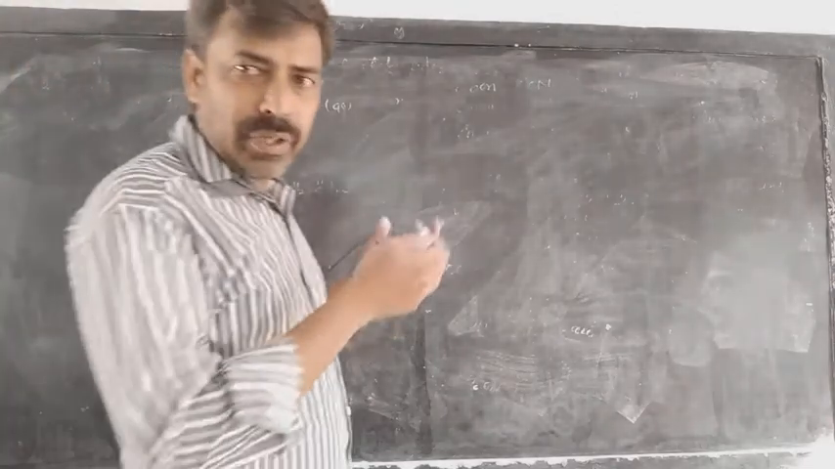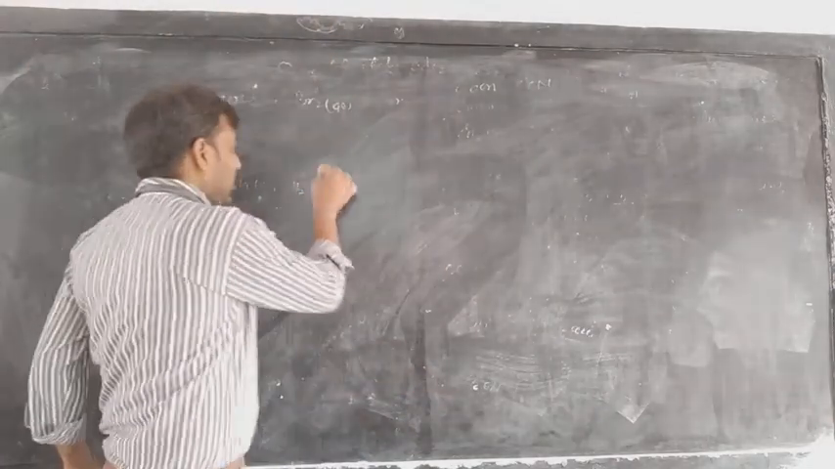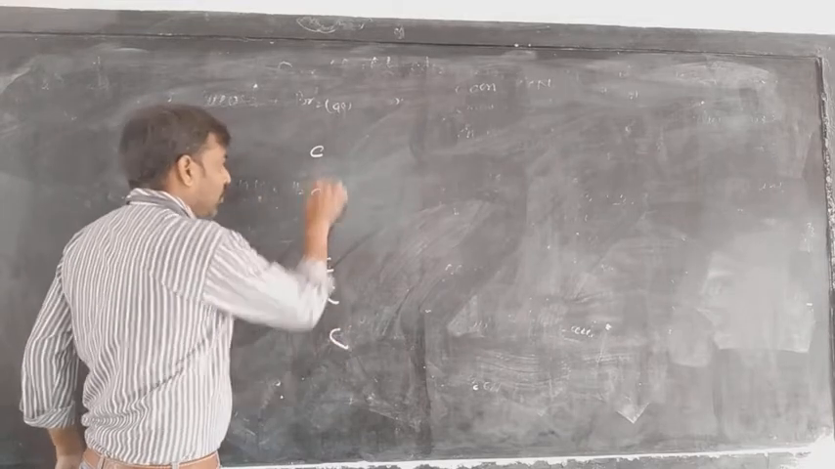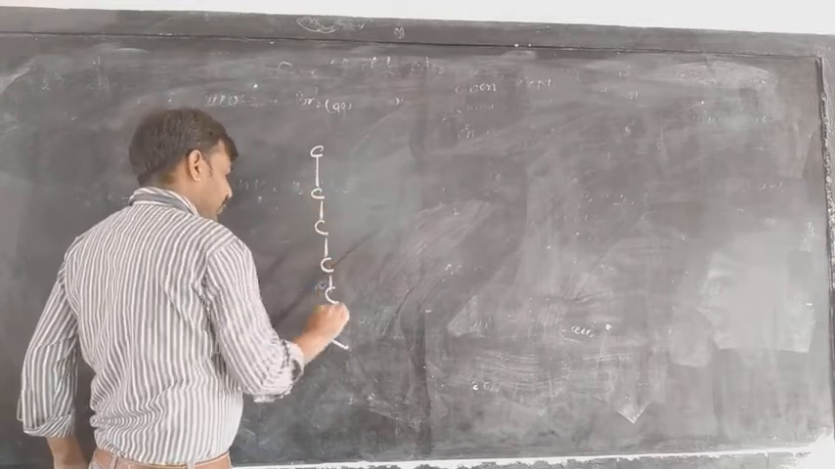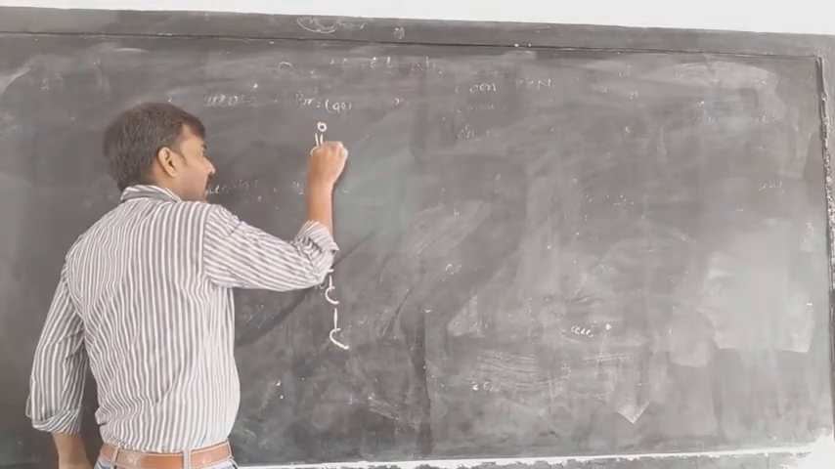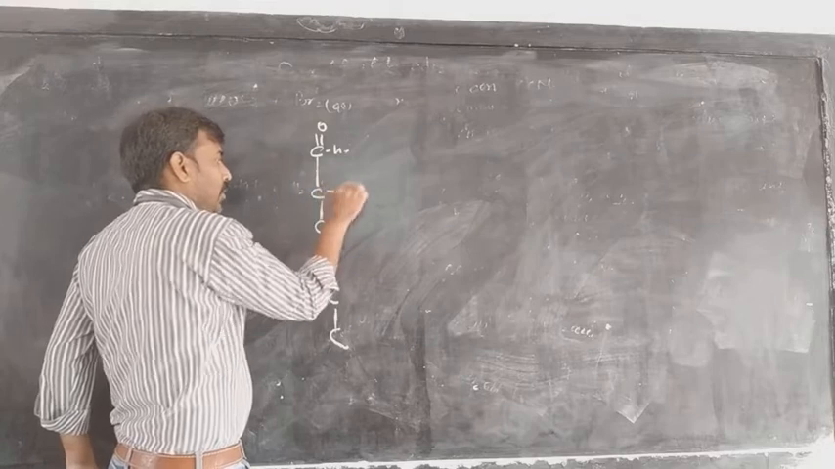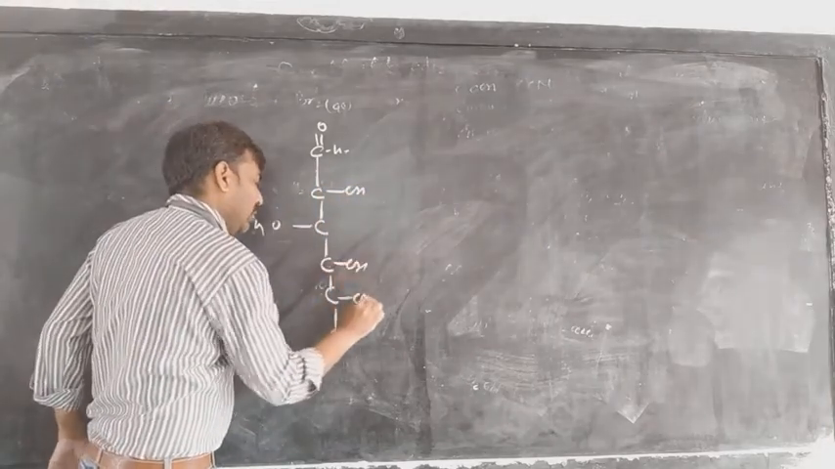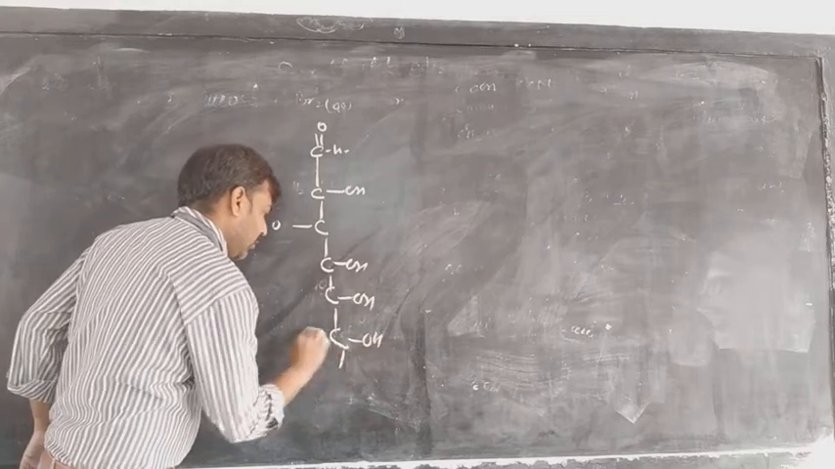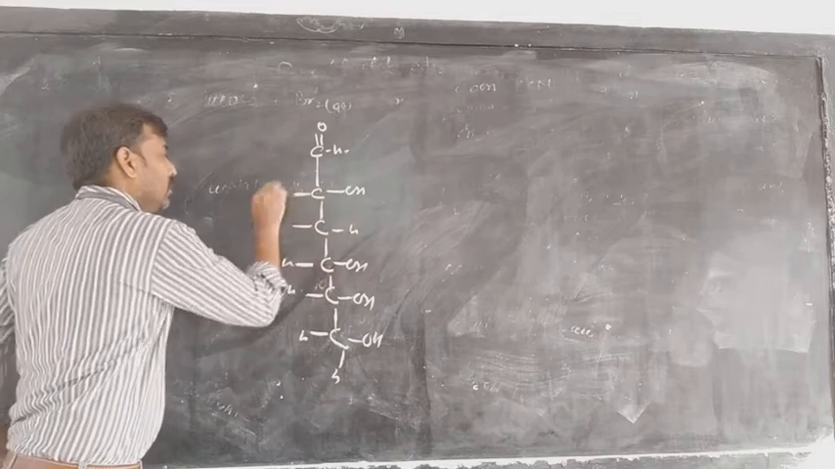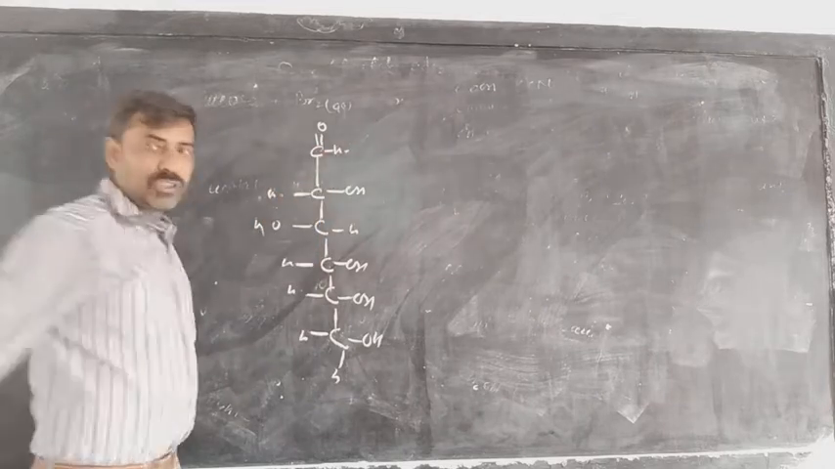So according to the above information, the structure of glucose has 6 carbons: 1, 2, 3, 4, 5 and 6. The first carbon is an aldehyde group. The others carry hydroxyl groups, with the remaining positions occupied by hydrogen. This is the linear structure of glucose.